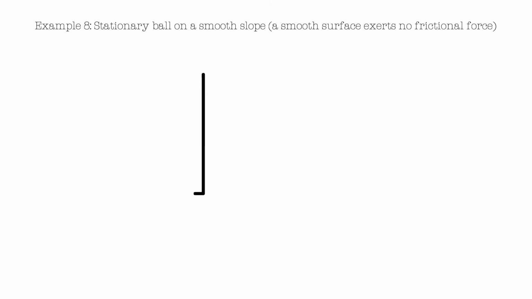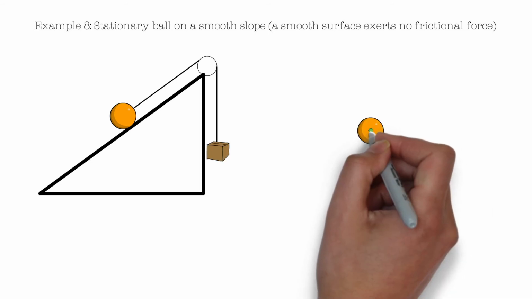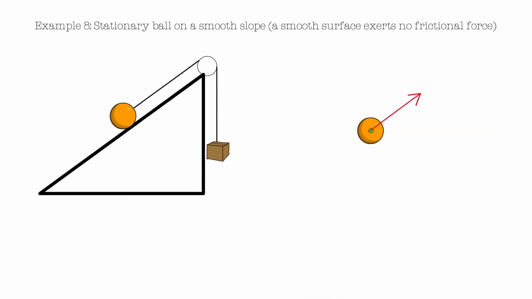In the next example, we will look at a stationary ball on a smooth slope. Know that a smooth surface exerts no frictional force. Here we have a smooth slope with a ball attached to a light and inextensible string. Considering the forces acting on the ball, we have the tension force acting along the inextensible string, indicated by the red arrow. We also have the normal contact force acting perpendicular to the slope. Remember that the normal contact force acts perpendicular to the surface that the object is on. Finally, we have the weight of the ball acting straight downwards.